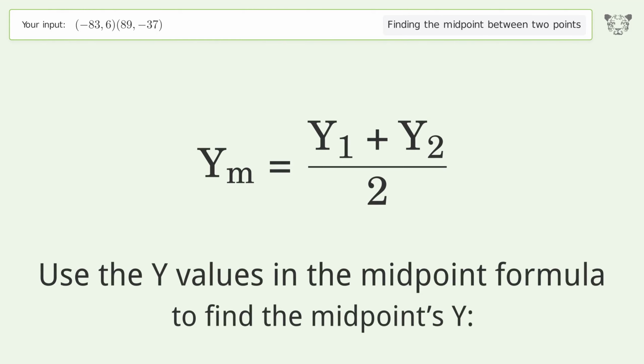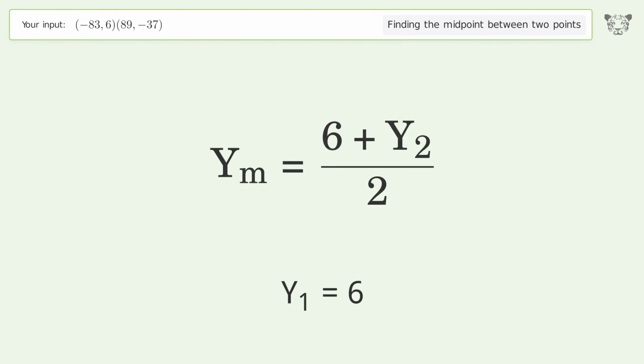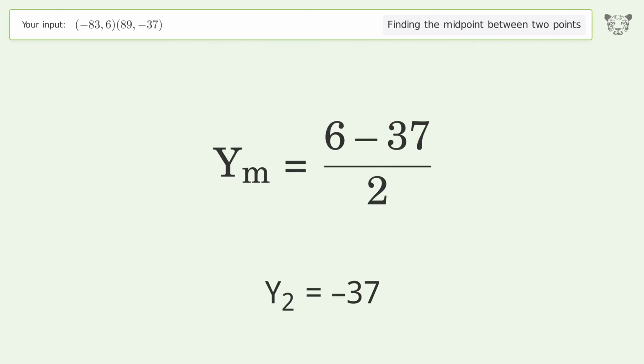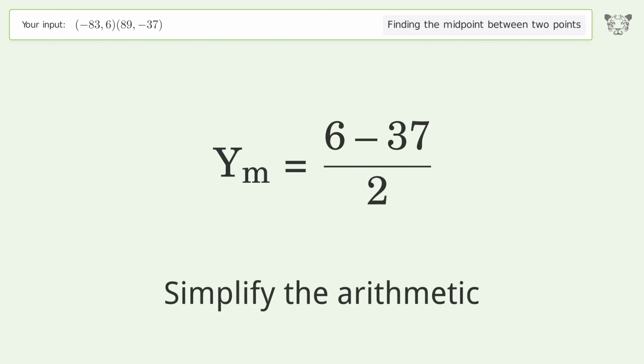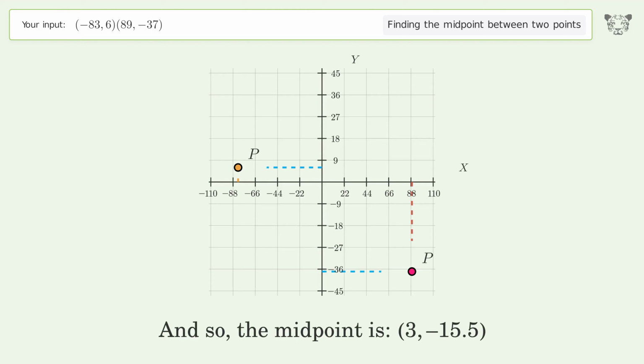Use the y values in the midpoint formula to find the midpoint's y. y1 equals 6. y2 equals negative 37. Simplify the arithmetic. And so, the midpoint is 3, negative 15.5.